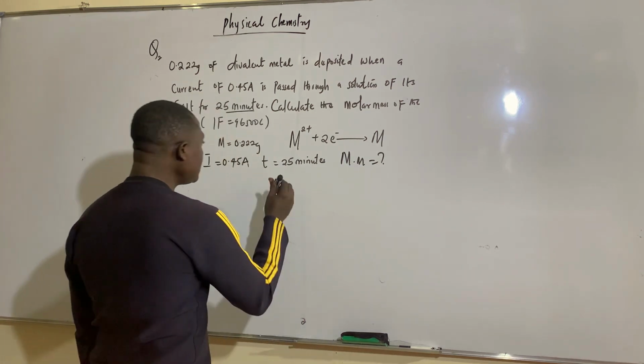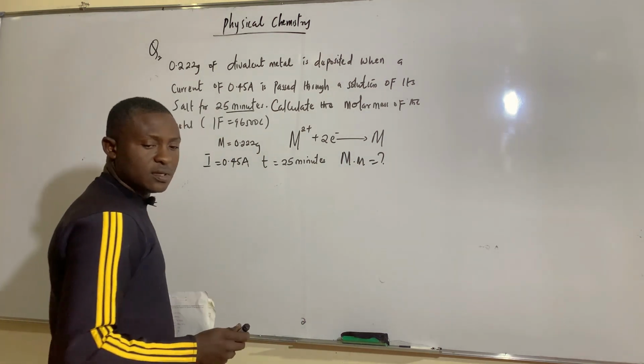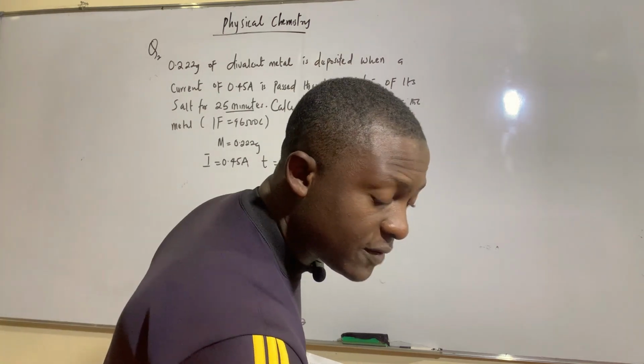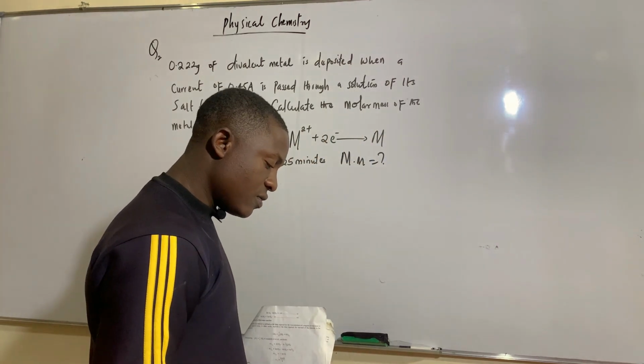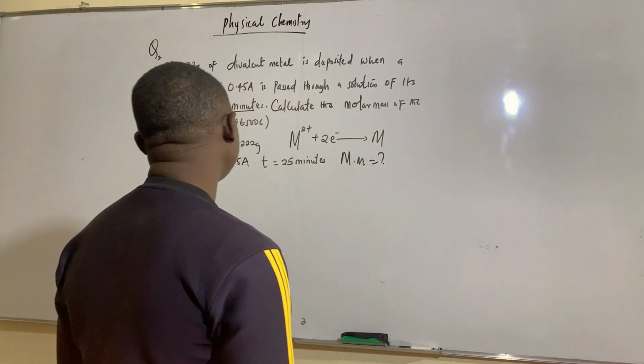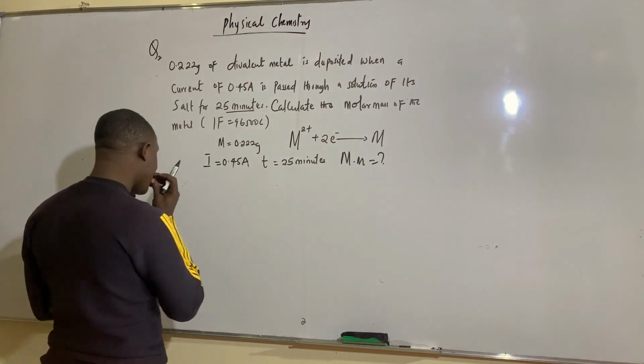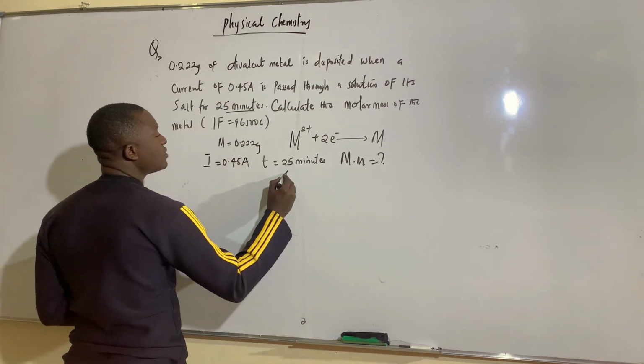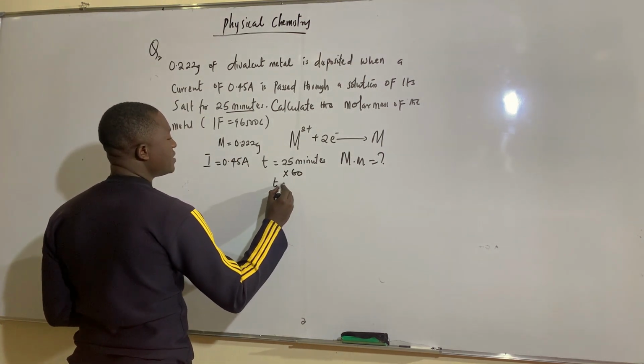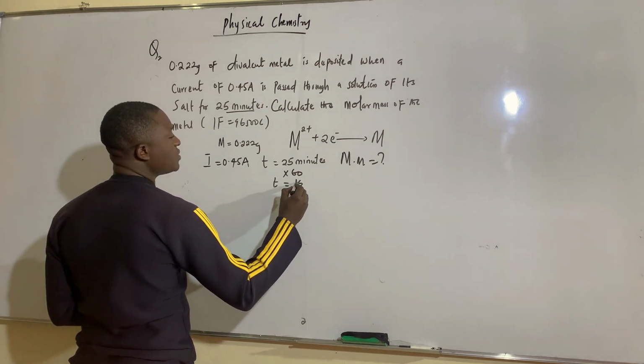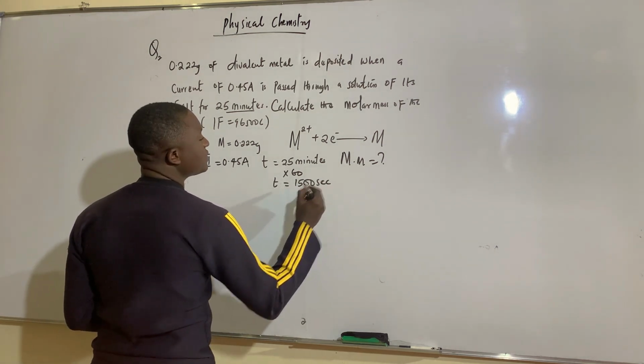So let's convert this one, because the value of the time we have there is in minutes. We have to convert it to seconds. Time is in minutes, so I can just multiply this by 60. If I do that, I will have the time to be 1,500 seconds. Can you see that?